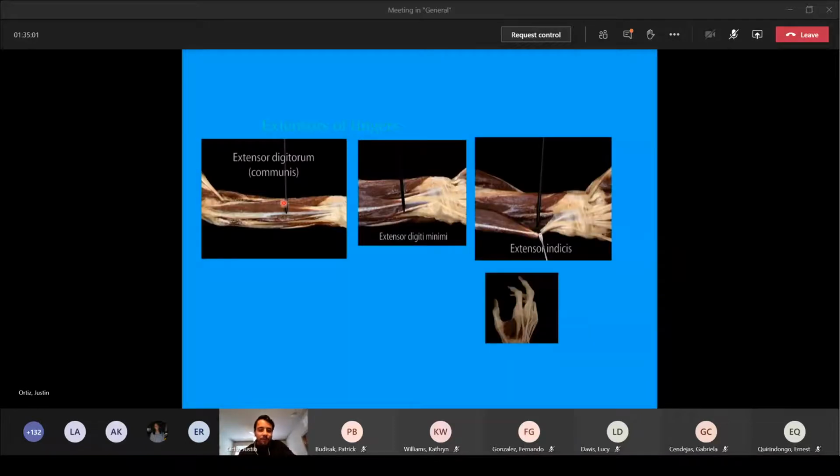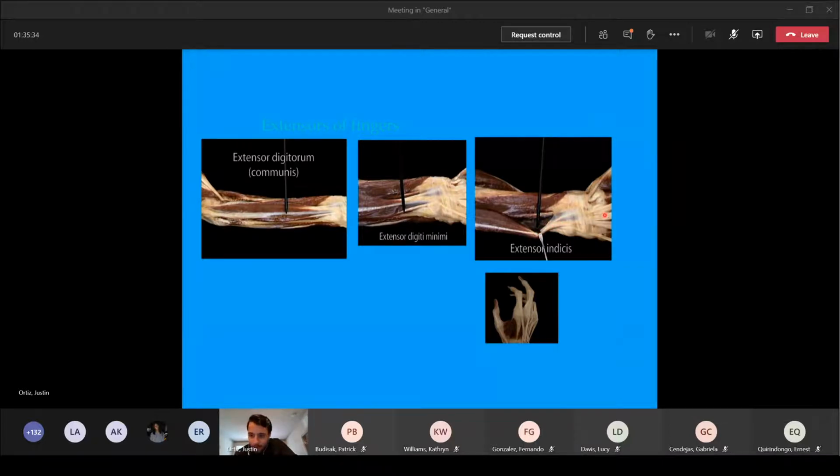And then here's your extensor digitorum. We talked about this before. There's going to be 4 tendons coming off, so this would be your extensor digitorum. Then this is your anatomical snuff box over here, which we'll get a better picture of. This entire ginormous muscle is your extensor digitorum. And this would be your extensor digiti minimi, right? If you follow this tendon, you can see it's going to the pinky. So this is the extensor digiti minimi. And your extensor indicis would be located right here.